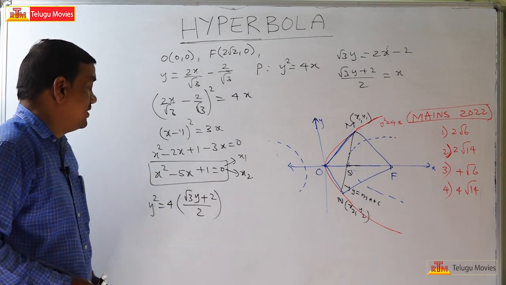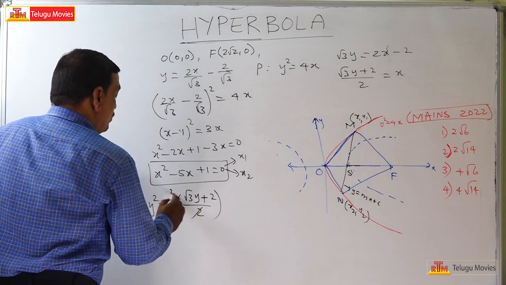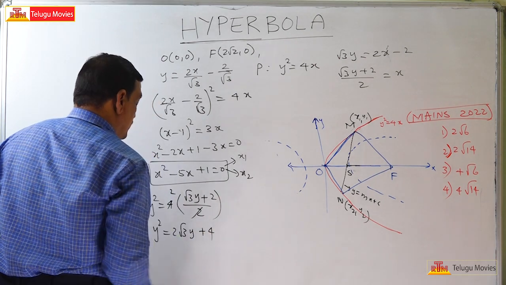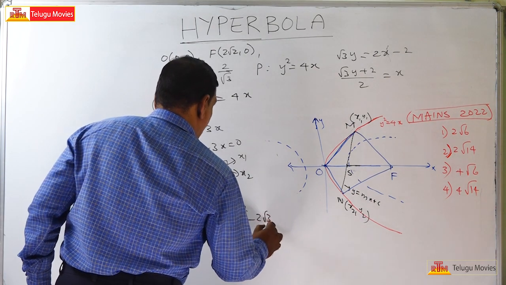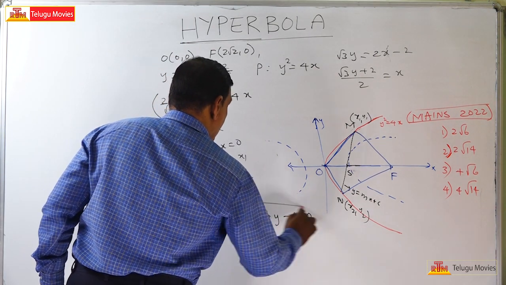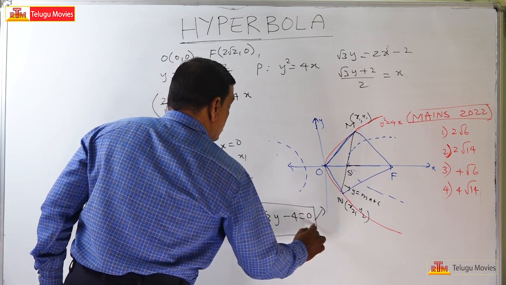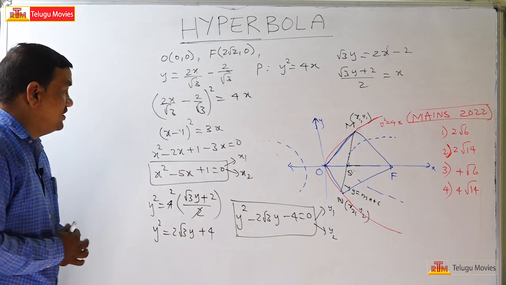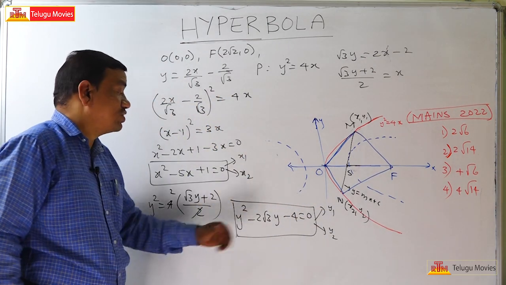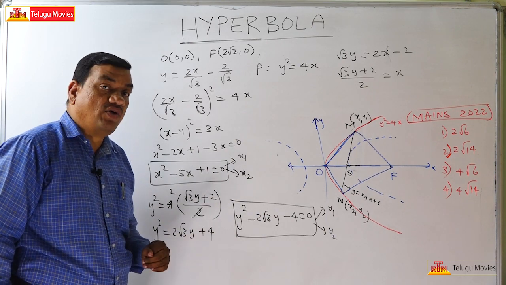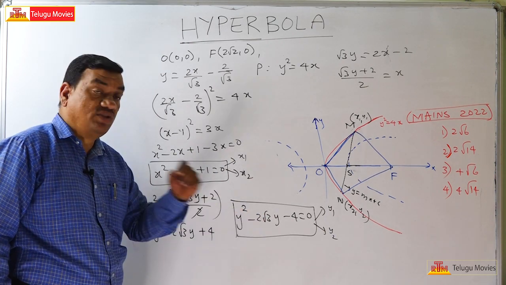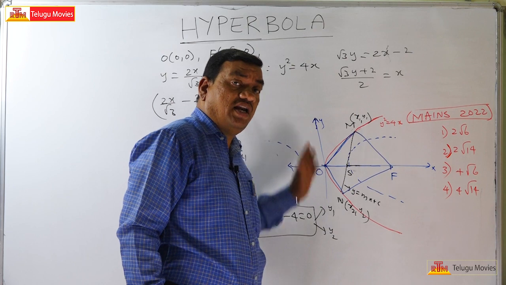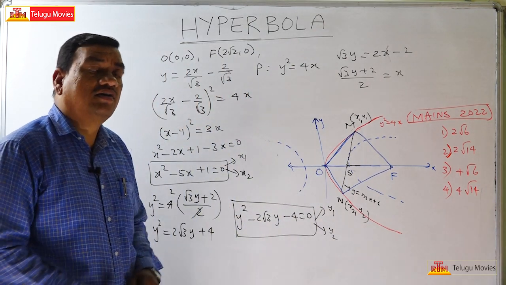So y square is equal to 4x. Therefore, y square is equal to 2 root 3y plus 4. Therefore, y square minus 2 root 3y minus 4 is equal to 0. So this is also a quadratic equation whose roots are y1 and y2. If you solve this quadratic equation, you will get y1 and y2, but don't solve it. It is somewhat difficult to solve. So let us put M as x1, y1 and N as x2, y2. Let us find the area of the quadrilateral and let us see the answer.